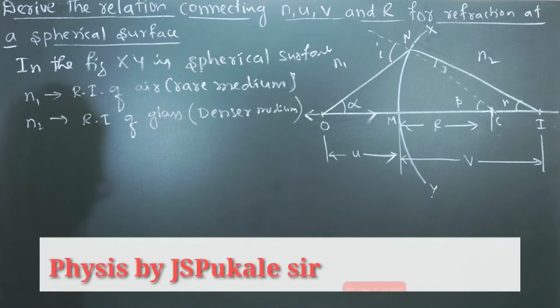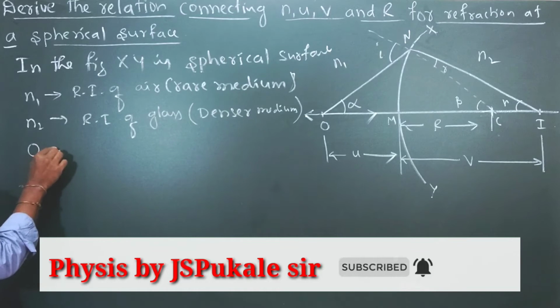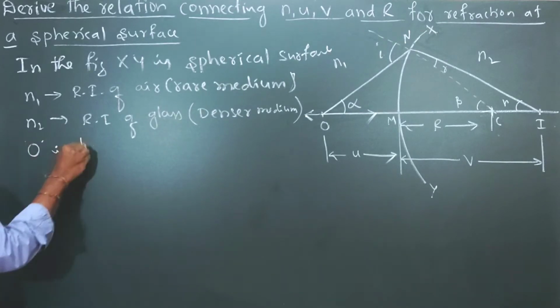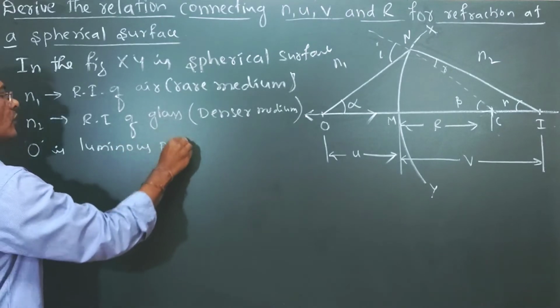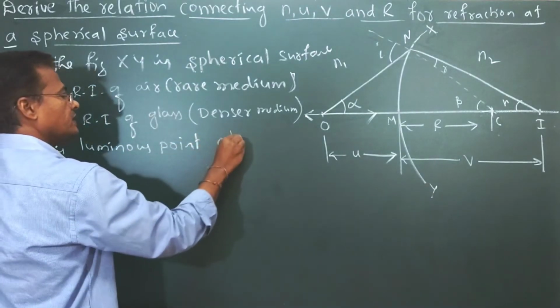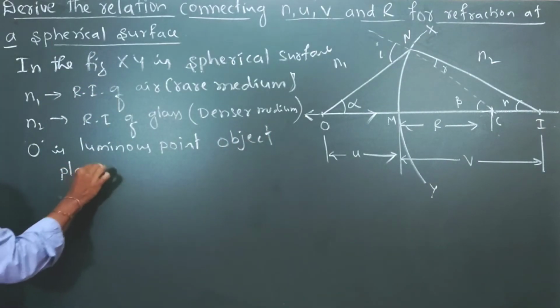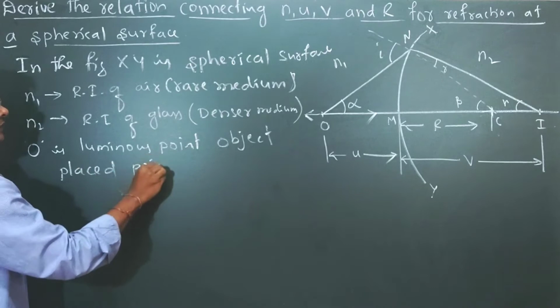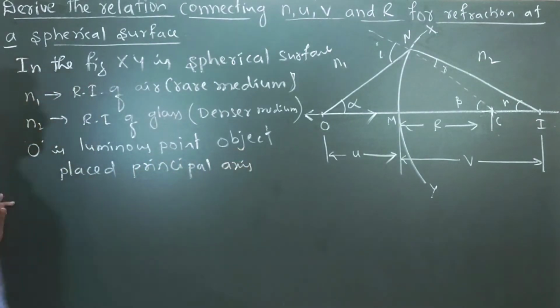Next we are going to see that O is the luminous point object placed on the principal axis. It's placed on the what? Principal axis. So O is the luminous point object.